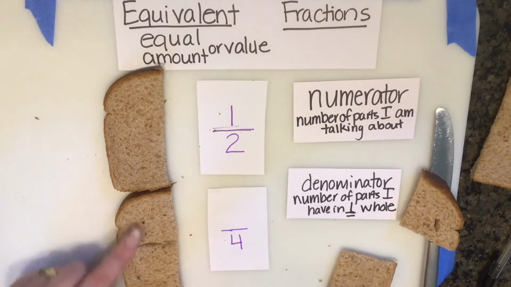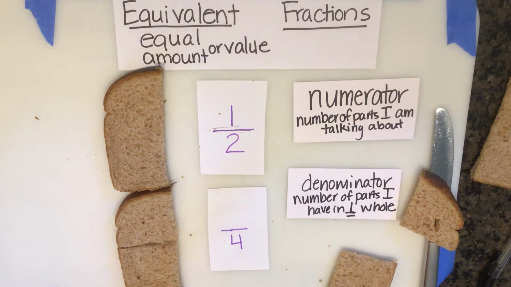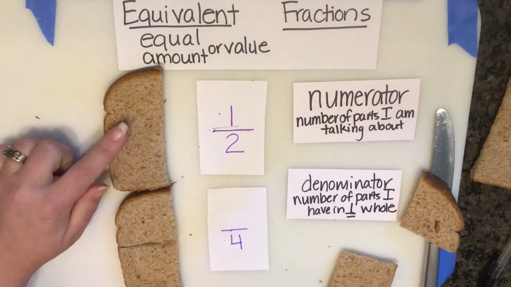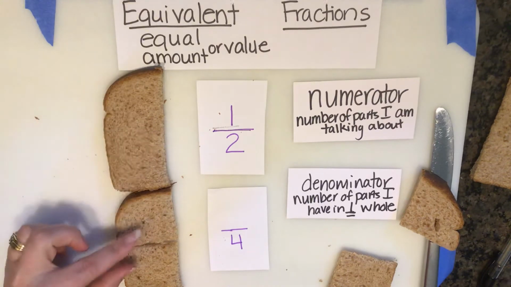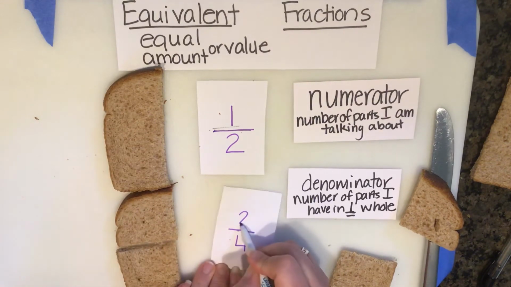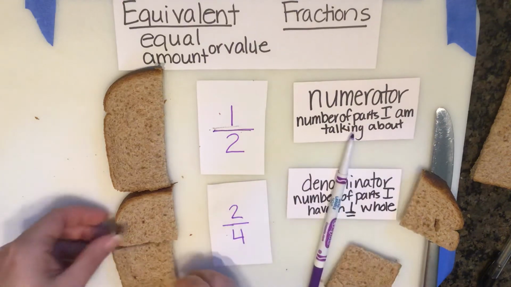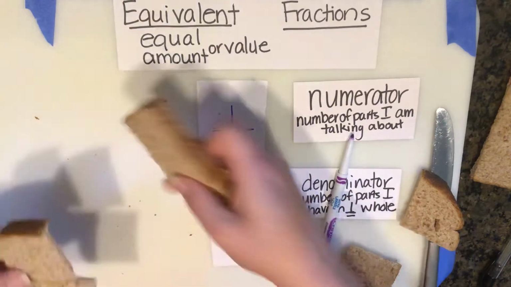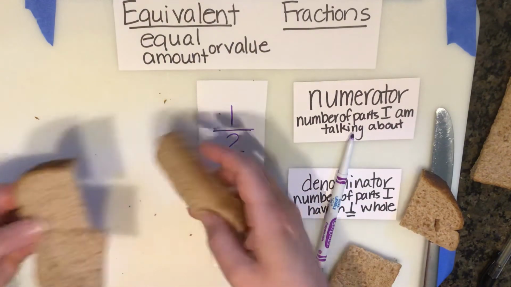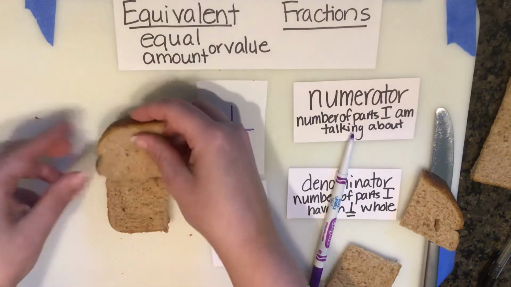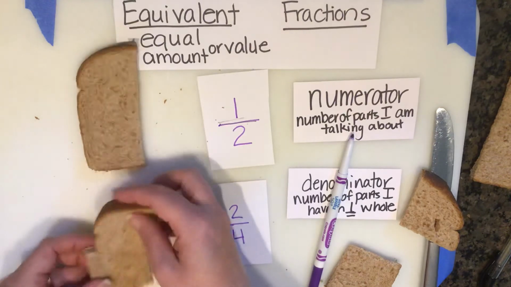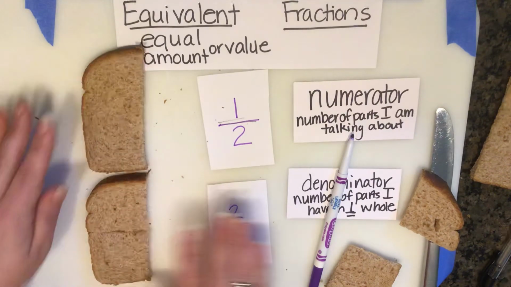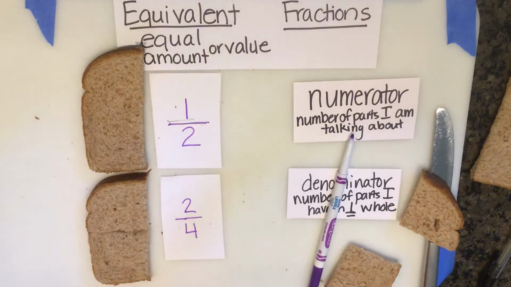So how many parts do I now have that's the same value or the same amount as this piece of bread? That's only 1 part, but this one I have 2 parts. So if I offered somebody these or these, they're eating the same amount, right? I could put them on top of each other. They're the same amount. This is just cut into 2 pieces, and this is 1 piece. So these are called equivalent fractions, okay?